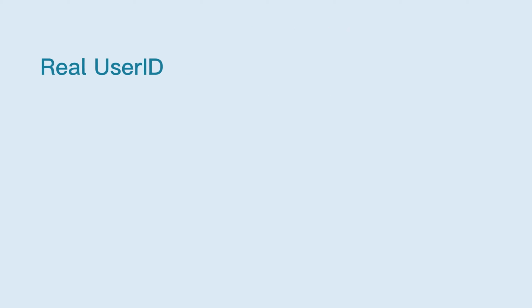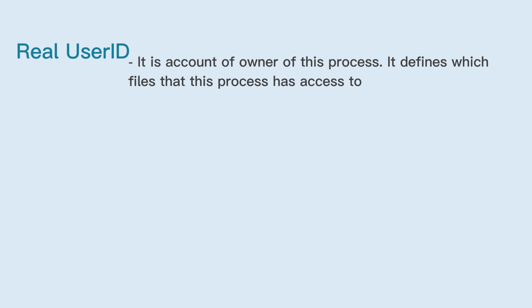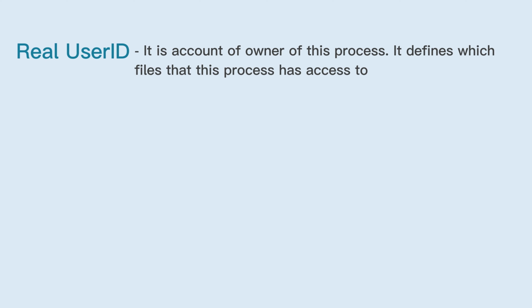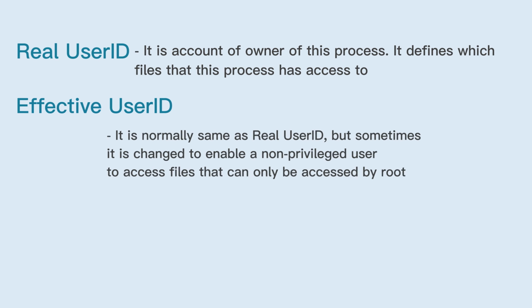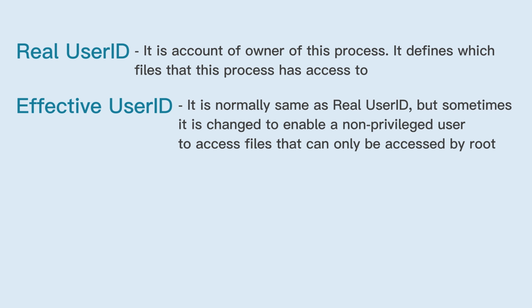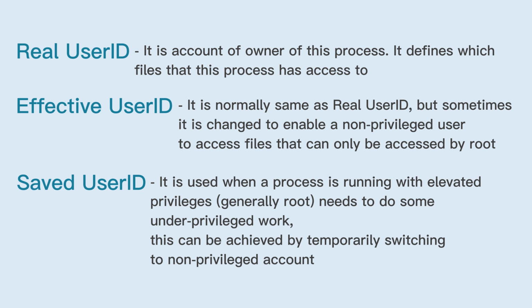Real user ID: it is the account of the owner of this process. It defines which files this process has access to. Effective user ID: it is normally the same as the real user ID, but sometimes it is changed to enable a non-privileged user to access files that can only be accessed by root. Saved user ID: it is used when a process running with elevated privileges, generally root, needs to do some underprivileged work. This can be achieved by temporarily switching to a non-privileged account.